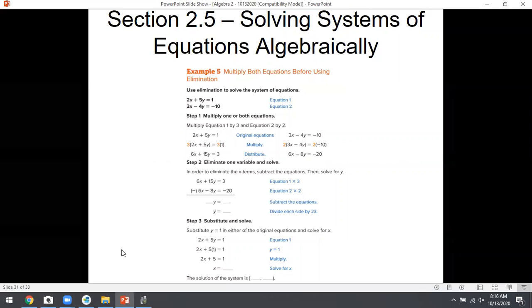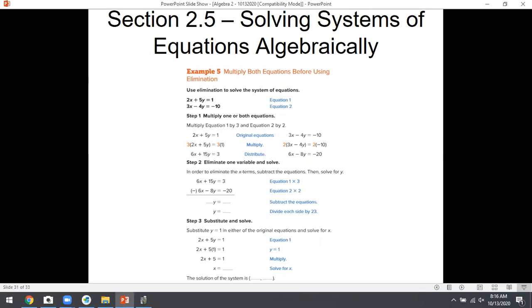Okay, so let's think on the next one. That one was kind of a softball because right off the bat, these were the same kind of thing, correct? 9y's and 9y's. So I didn't have to do anything. I just had to think about, do I need to add or do I need to subtract to get rid of those? This next one will not be quite so easy, but not that horrible. So this is example number 5 out of your textbook.